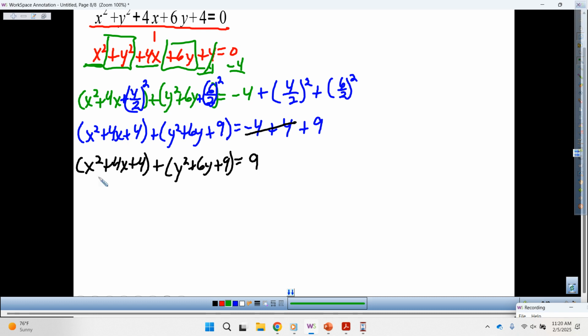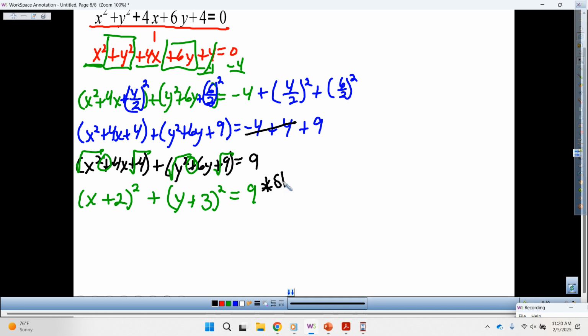Next, we need to factor each one of these with a shortcut. What is the square root of x squared? x. What is the square root of 4? 2. What is the sign of the middle? Plus, and we write that to the second power. Plus. Do the same for this one. Square root of the first: y. Square root of the last: 3. Sign of the middle: plus. Write that squared and all that equal to 9. And this is our what? Label it, please. Put a little asterisk. Standard form.